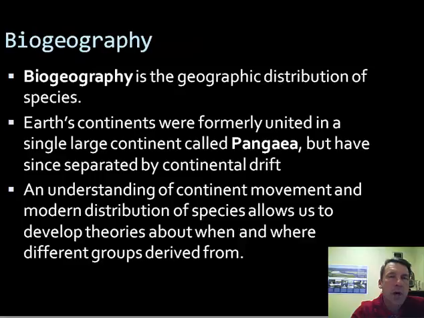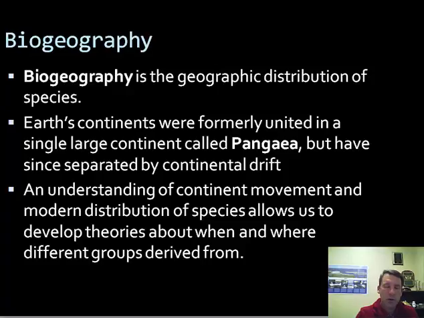Your book mentions another example of evidence that's used for evolution, and that is biogeography, defined as the geographical distribution of species on the continents of the Earth. The theory is primarily that the Earth at one time had just one giant landmass, which has been given the name Pangea. This theoretical landmass split into smaller landmasses, ultimately into the continents that they are today.